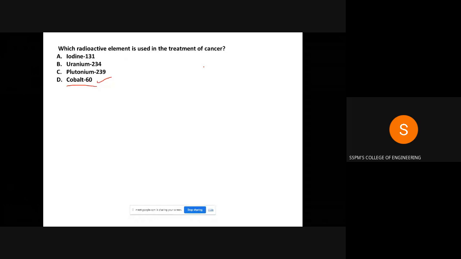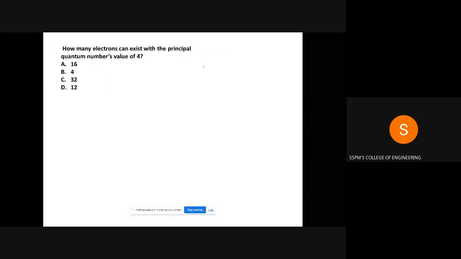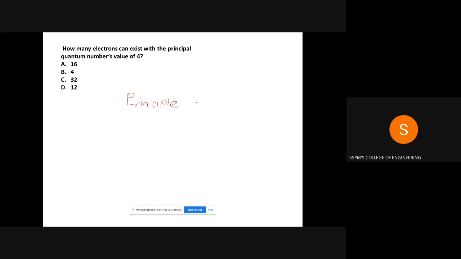Then, how many electrons can exist with the principal quantum number value of 4? So here the principal quantum number is given. This question was asked in 2018. How can we solve this question? The principal quantum number is already given.